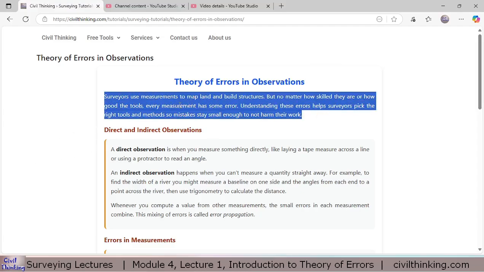Surveyors use measurements to map land and build structures. You know what surveyors do: they take different measurements in the field, and with the help of those measurements we can estimate and use them in different aspects of building structures. But no matter how skilled they are or how good the tools, every measurement has some error. So you should keep in mind we always have error.